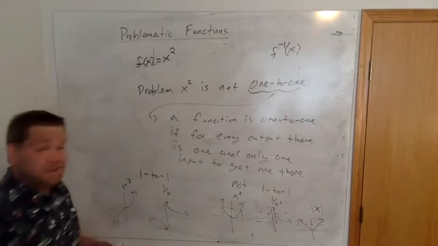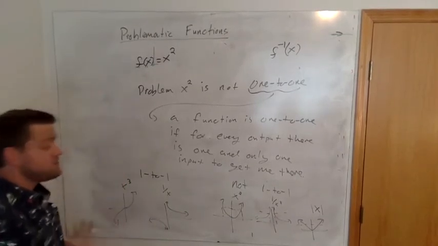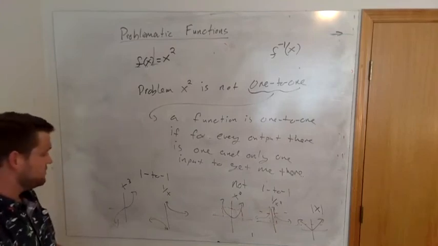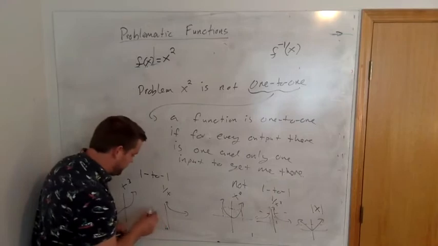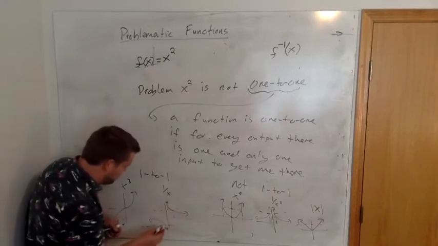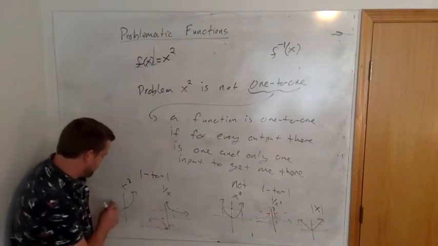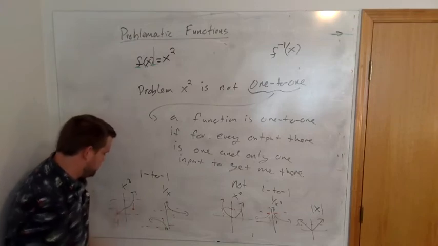So how can I tell whether a function is one-to-one or not? What was I pretty much doing the entire time to realize this? I was using a horizontal line. So notice over here, if I have an output, there's only one input to get me there.